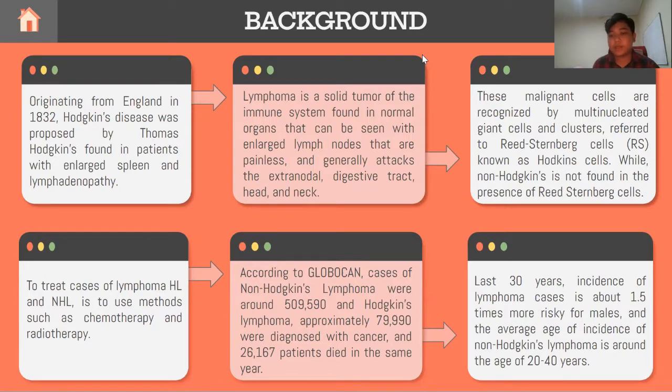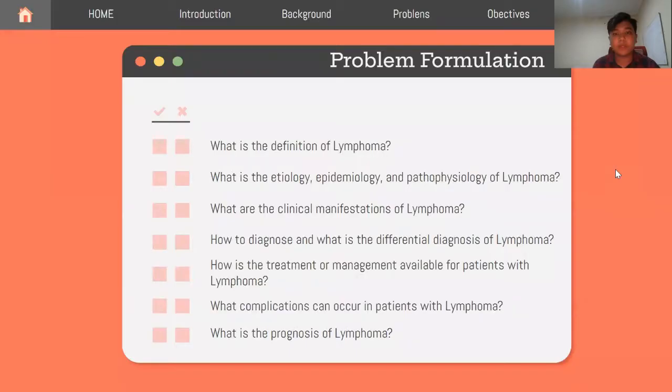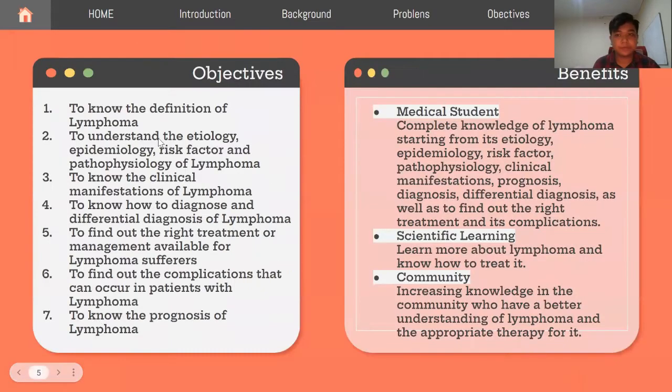In the last 30 years, lymphoma cases are about 1.5 times more frequent in males, and the average age of incidence of non-Hodgkin lymphoma is around 20 to 40 years. So the problem formulation of this student project is: what is the definition of lymphoma, what are the etiology, epidemiology, and pathophysiology, what are the clinical manifestations, how to diagnose and what is the differential diagnosis, what treatment and management are available for the patients, what complications can occur, and the last one is, what is the prognosis of lymphoma.